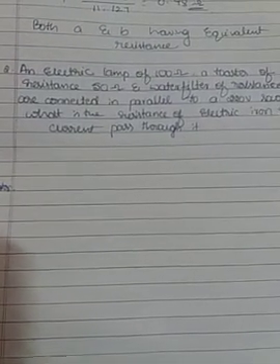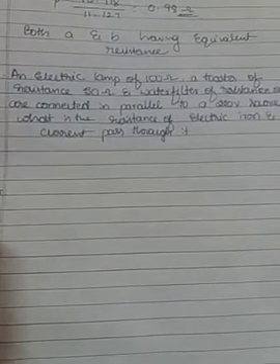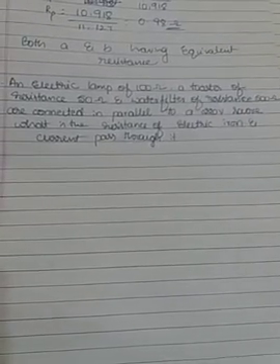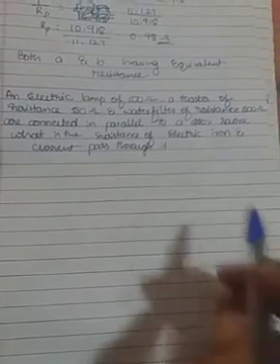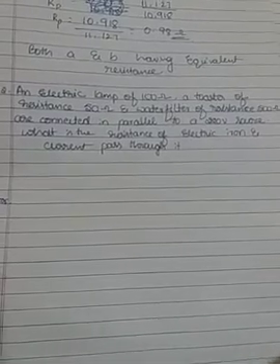An electric lamp of 100 ohm, a toaster of resistance 50 ohm and a water filter of resistance 500 ohms are connected in parallel to a 220 volt source. What is the resistance of the electric iron and the current passing through it?